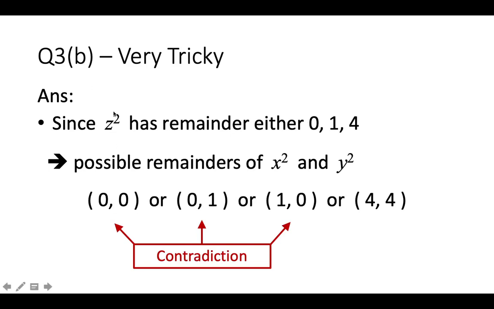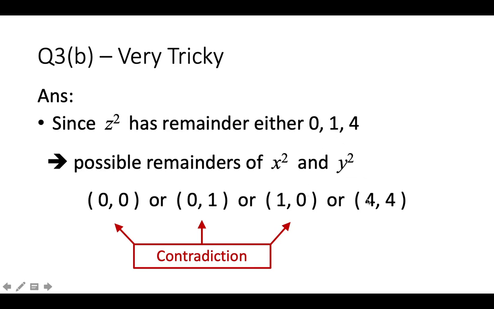Now we know that z squared is a square number, so it must have remainder either 0, 1, or 4. Now if z squared has remainder 0, 1, or 4, then the possible remainders of x squared and y squared when divided by 8 could only be, let's say this is the remainder for x squared, this is the remainder for y squared. So it could be 0 and 0, because 0 plus 0 you get a 0. Or 0 and 1, you get 0 plus 1, you get a 1. Or 1, 0, 1 plus 0, you get a 1.